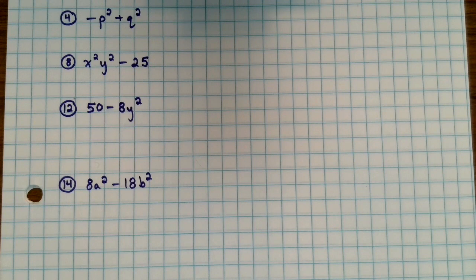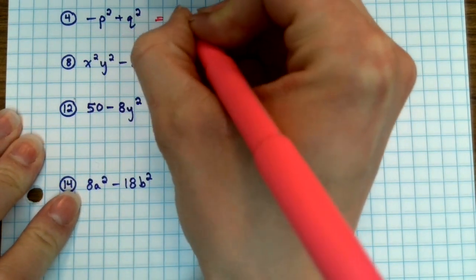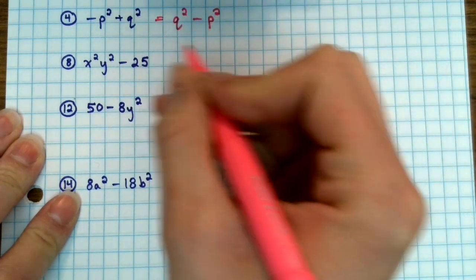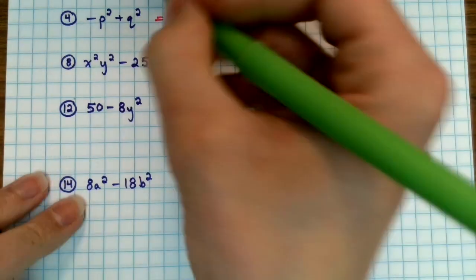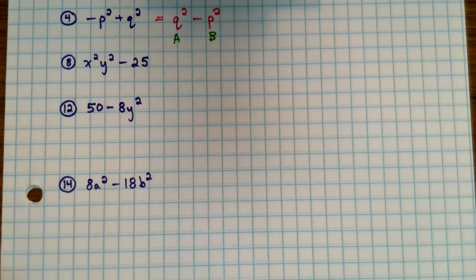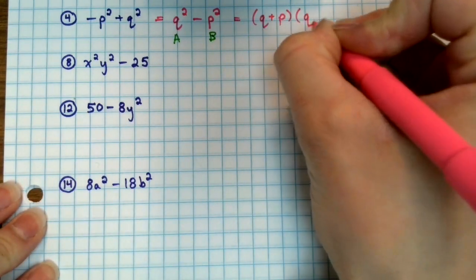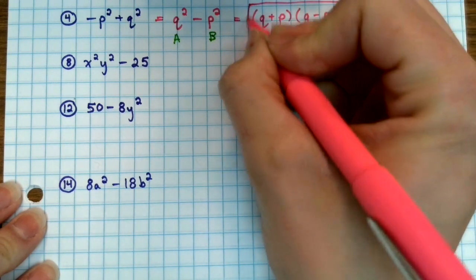Our first example is question number 4 out of the textbook, and this one says we have negative p squared plus q squared. This is going to end up using the difference of two squares. It just doesn't look quite like the difference yet, because right now it has a sum, the addition sign, in between our two terms. This can be rewritten, though, so that it says q squared minus p squared, and now we have our difference of squares, where q is going to be our a value and p is our b value. So this is going to factor into q plus p times q minus p, and that's as far as we can go with this question.